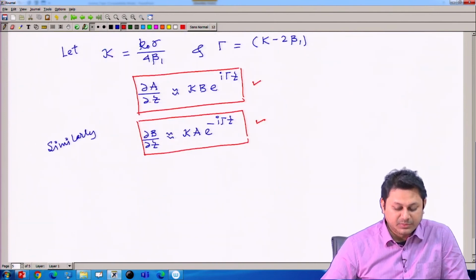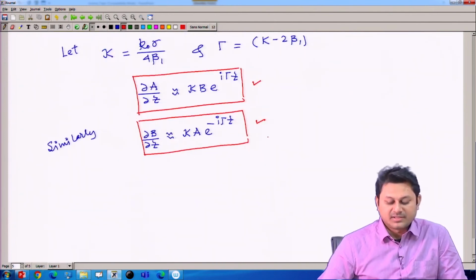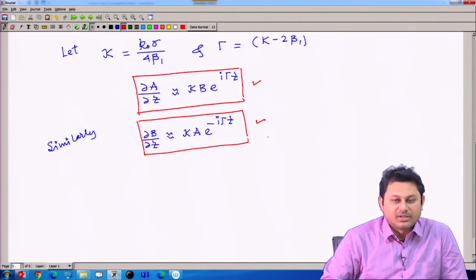So, in the next class we will start from these equations and try to understand how one can evaluate A and B by solving these two coupled differential equations.